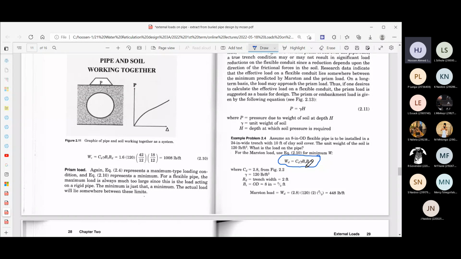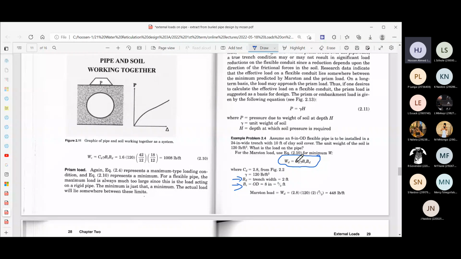Here you can now see the Bc, the diameter of the pipe, also coming into this particular formula. Right, so you've got the trench width plus the diameter of the pipe, and you're multiplying it by the diameter of the pipe in this formula. And the value for Cd, you can see, is the same from that figure 2.2, the unit weight of the soil, the Bc and the Bd over here. That Bd is the trench width, and Bc is the overall diameter of the pipe. And that Cd is from the original figure 2.2.